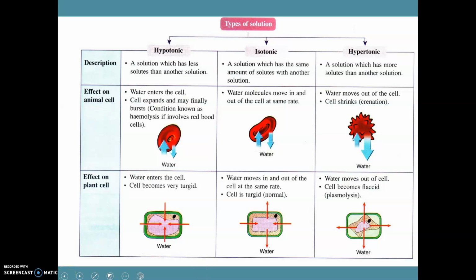Right, so to summarize what we talked about in the last lecture, here's a summary, and this actually does have an error in it, so I want to correct it. So first of all, cells in a hypotonic solution. Well, let's talk about animal cells first.